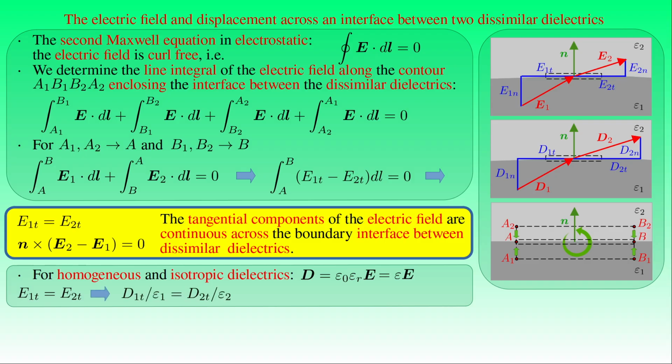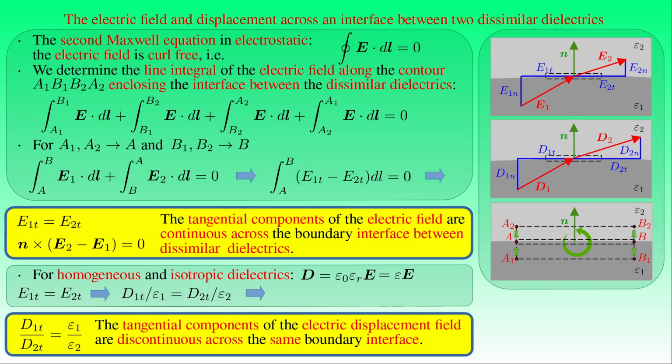Then the matching condition of the tangential components of the electric field across the boundary interface gives the equation stating that the tangential components of the displacement D1 at the side of the dielectric of absolute permittivity epsilon1 divided by epsilon1 is equal to the tangential components of the displacement D2 at the side of the dielectric of absolute permittivity epsilon2 divided by epsilon2. In other words, the ratio of the tangential component of the displacement D1 to the tangential component of the displacement D2 is equal to the ratio of the dielectric constant epsilon1 to the dielectric constant epsilon2.